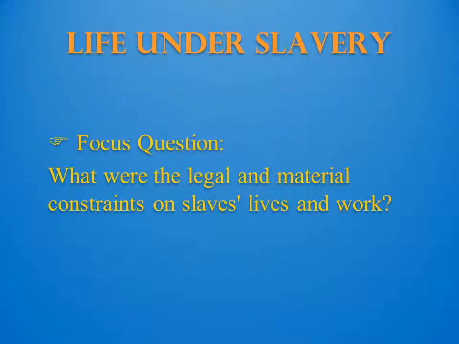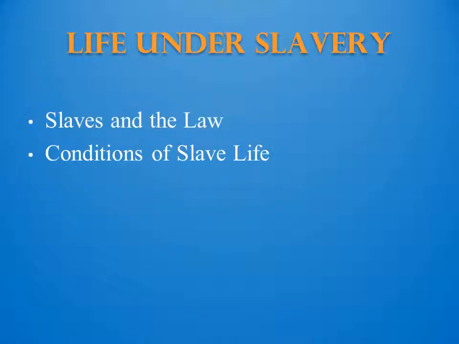Now, in this next section we're going to be talking about what the legal and material constraints on slaves' life and work were. For many slaves, slavery meant incessant toil, harsh punishment, and constant fear that their families would be destroyed by sale. Slaves were the legal property of their owners, and they had very few legal rights, and even the few that they had were rarely enforced.